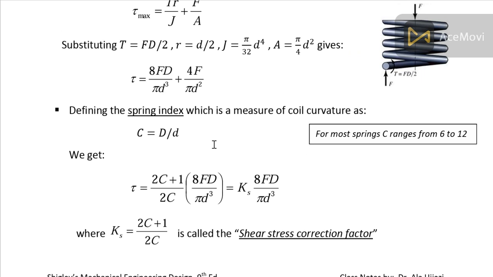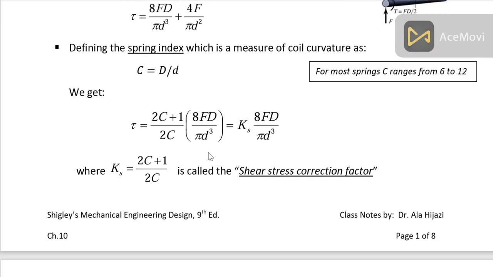There is another term called the spring index. These are separate for every spring. The index C is given by D by d. For most springs, C ranges from 6 to 12.